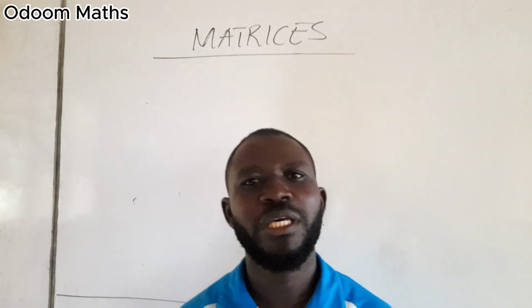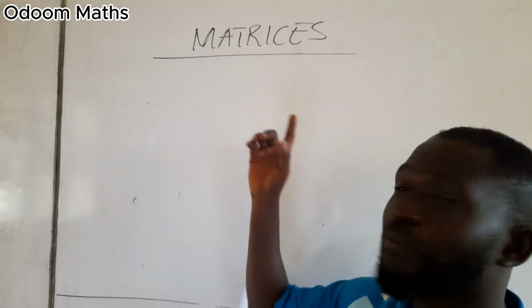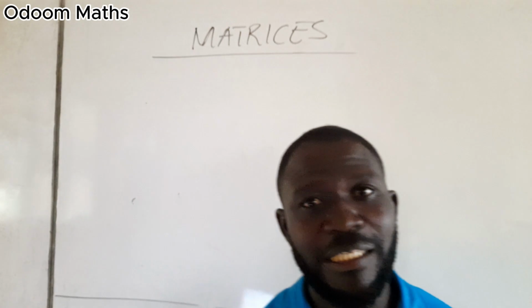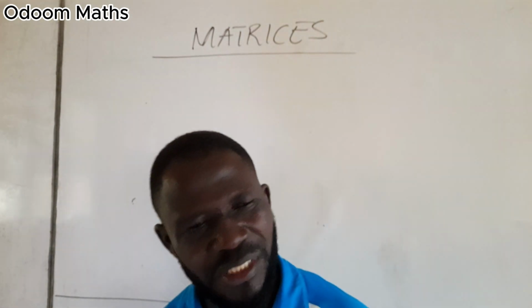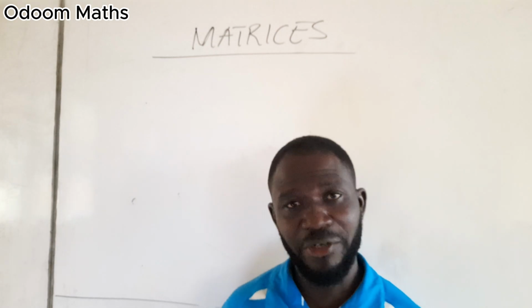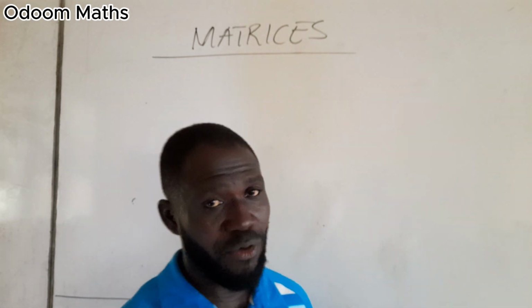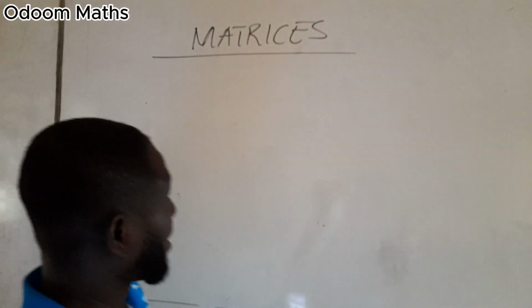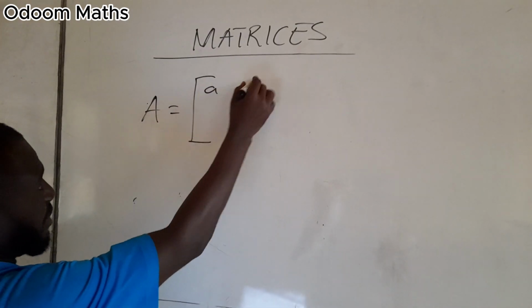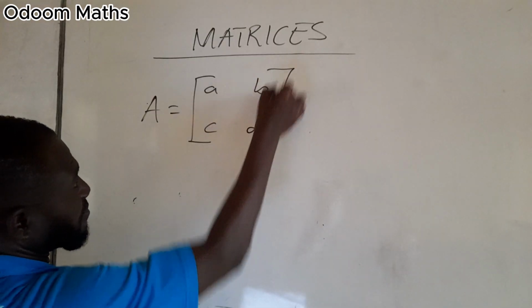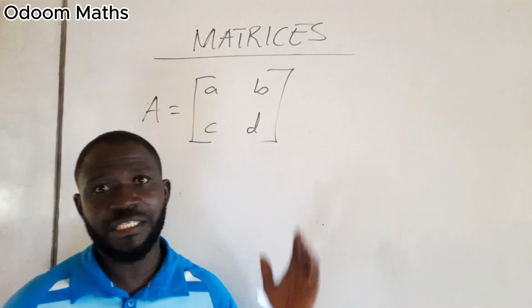Okay. Today, I want us to look at a very important and beautiful topic in mathematics. That is matrices. And what's a matrix? A matrix is nothing but a rectangular array of numbers. For example, we have matrix A with entries A, B, C, and then D. So this is how a matrix is.